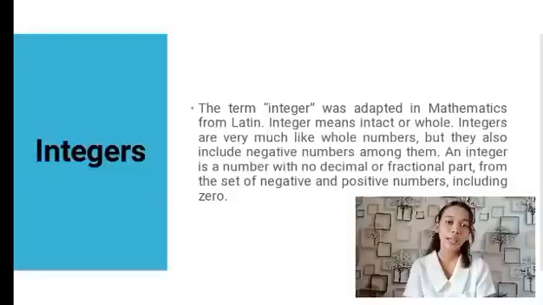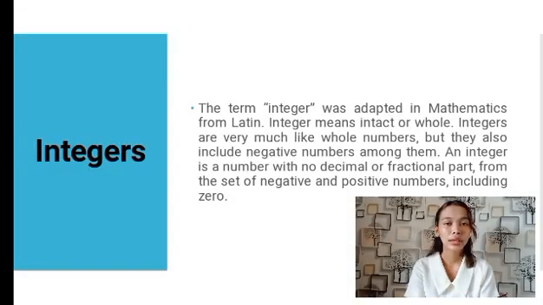Number 7. Blank consists of the negative and positive whole numbers. The answer is integers. The term integer was adopted in mathematics from Latin. Integer means intact or whole. Integers are very much like whole numbers, but they also include negative numbers among them. An integer is a number with no decimal or fractional part, from the set of negative and positive numbers including 0.